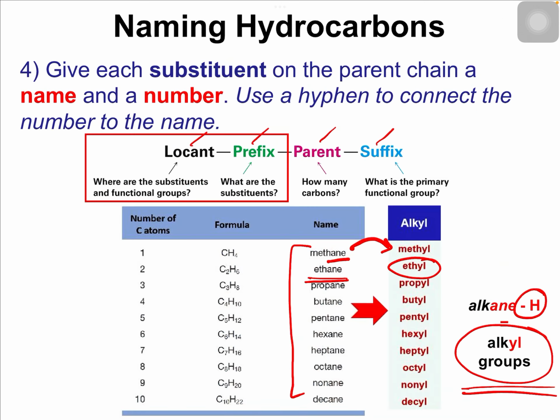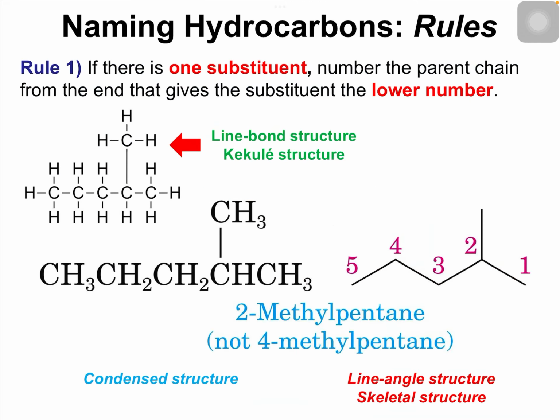Okay. So, now for the rules talaga, ito pa yung mga rules about the substituent. Rule number 1 says, if there is one substituent, number the parent chain from the end that gives the substituent the lower number. Okay, so for example, ito, may tatlong possible na structures kayo na magagamit. This one is called the condensed structure. This one is called a line angle or skeletal structure. And this one is your line bond structure or Kekulé structure.